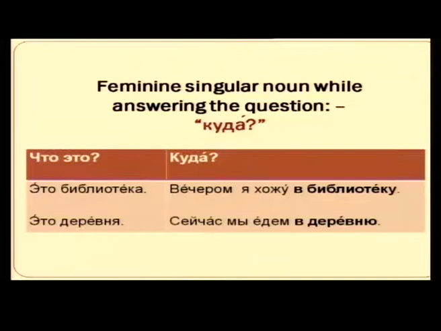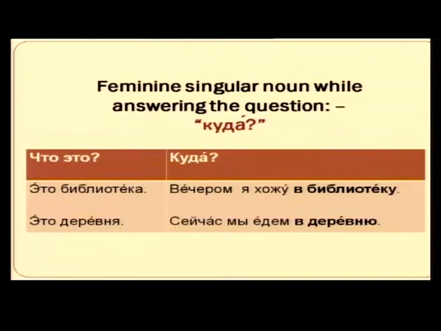Let's go to the next section and understand how these verbs of motion are used, especially when we talk about nouns of feminine gender. Let's see what changes take place, especially when nouns of feminine gender are used with идти, ходить, ехать, ездить. Please pay attention to this slide while we discuss it. Here, if you pay attention, we have the questions что это and куда, like we have just learned in the case of masculine and neuter gender. Что это? Это библиотека.